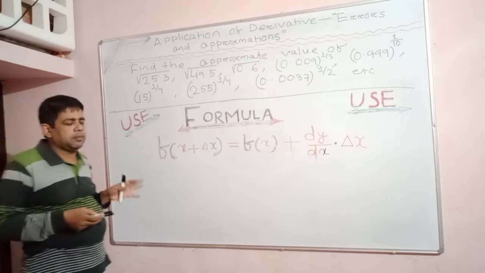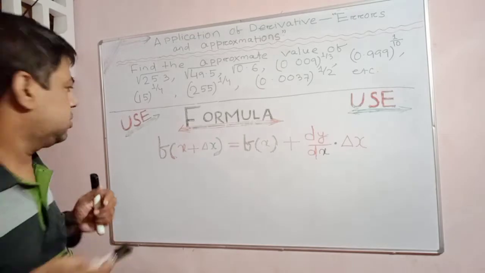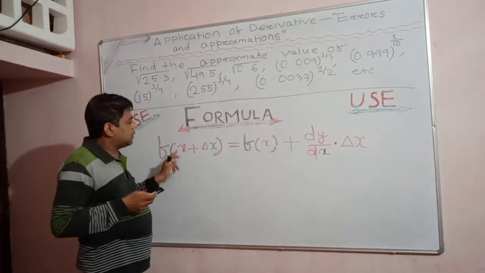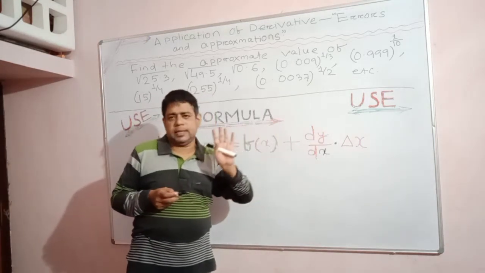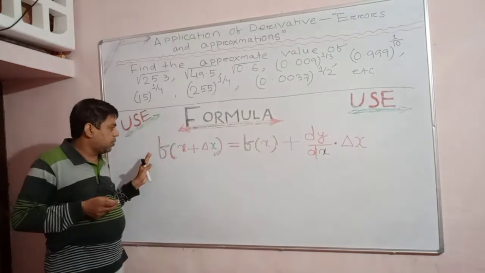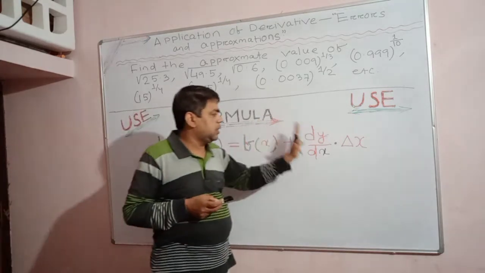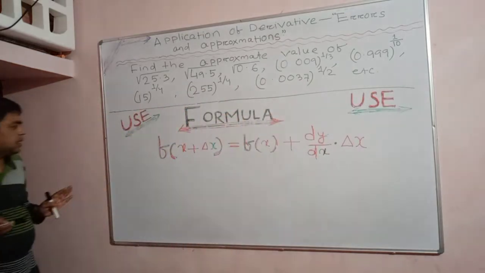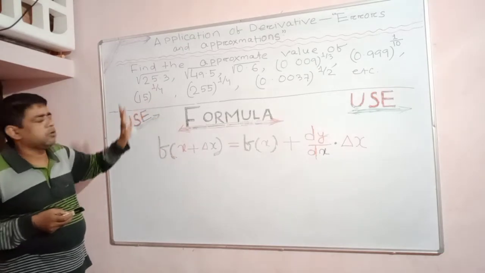This is one of the other concepts of the application of derivative that we are going to discuss. So let's start. Here the formula is: f of x plus del x is equal to f of x plus dy by dx into del x. Once again, may I repeat this formula? f of x plus del x is equal to f of x plus dy by dx into del x. Understand? You only need to remember this formula, then you can find out these values.